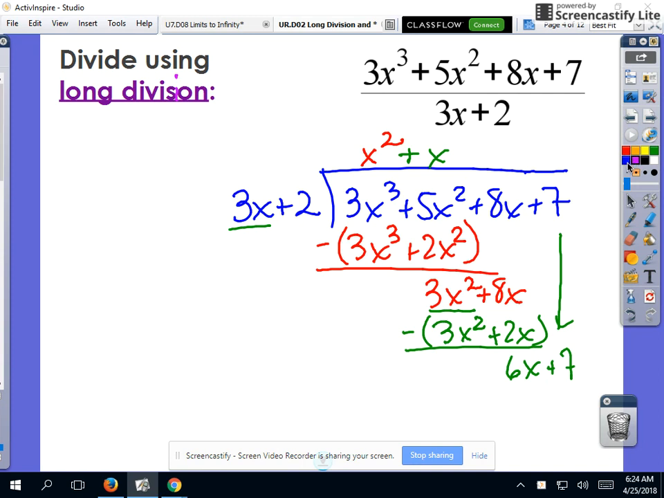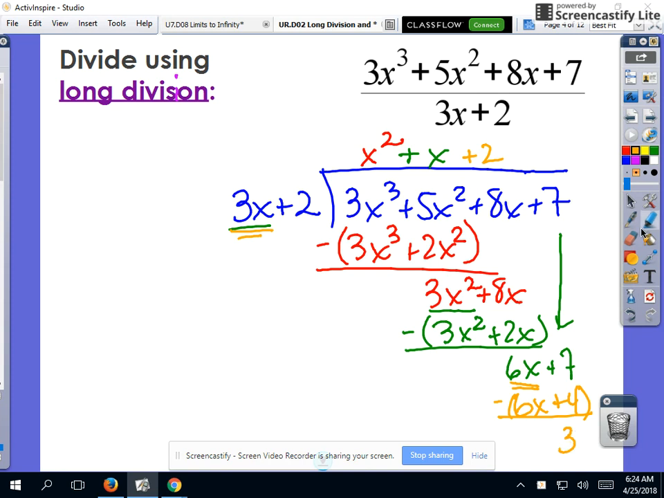Another color, let's use orange. Now we're looking at this guy and this guy. So what multiplies to 3x to get 6x? And that is 2. So 2 times 3x gives us 6x. 2 times 2 gives us 4. So again, I'm going to subtract all that down. The first term should cancel, and I got 7 minus 4, which is 3.